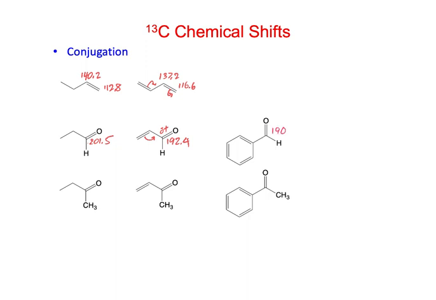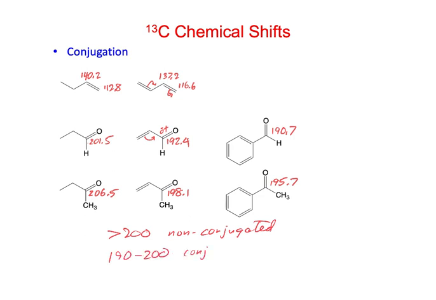Aromatics can do the same, 190.7. So usually if it's in the 190s, it could be an aldehyde or ketone with conjugation. Whereas if it's over 200, then it's one of those without. Ketones can be a little bit further downfield than aldehydes, but it moves up to 198.1 if there's an alpha, beta unsaturated double bond, and 195.7 if it's conjugated to benzene. Okay. So just like I said, greater than 200 are usually the non-conjugated. And if it's between 190 and 200, it's usually a conjugated aldehyde or ketone. Okay?